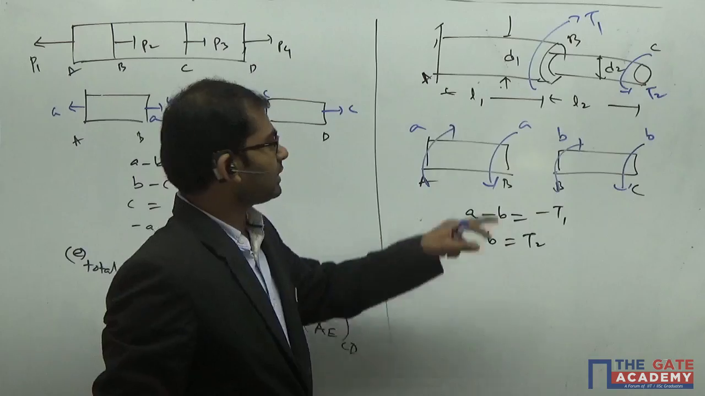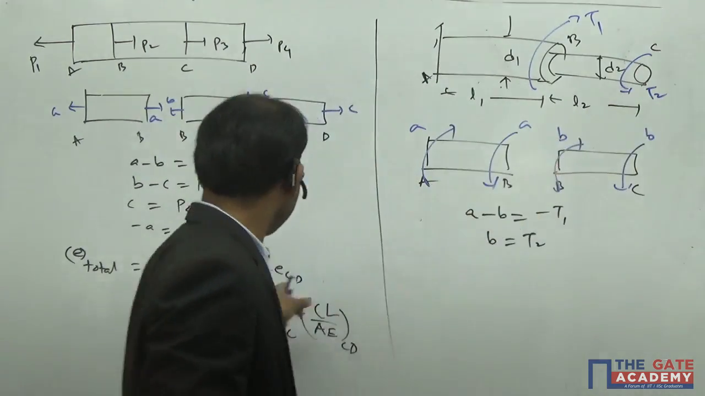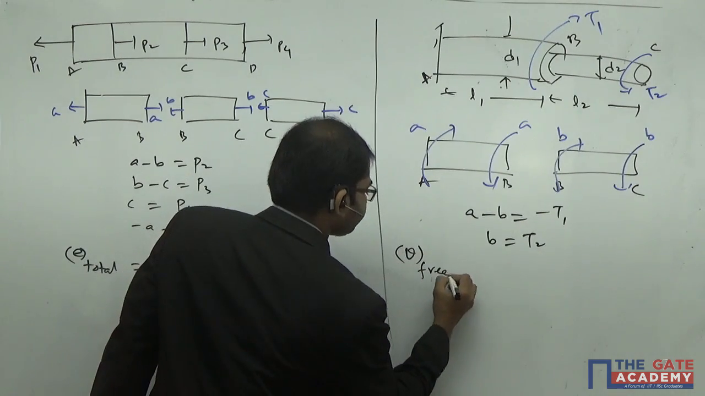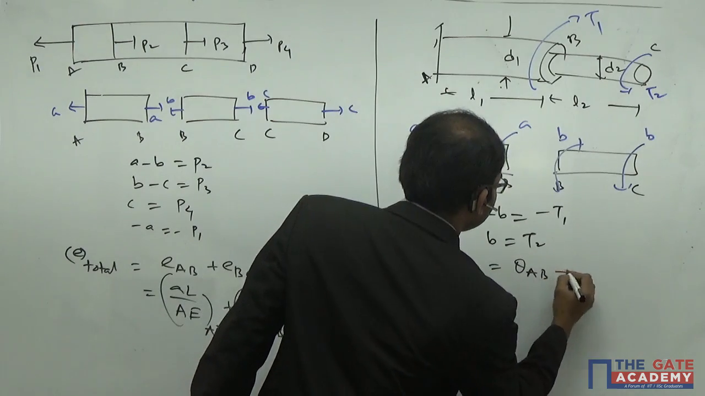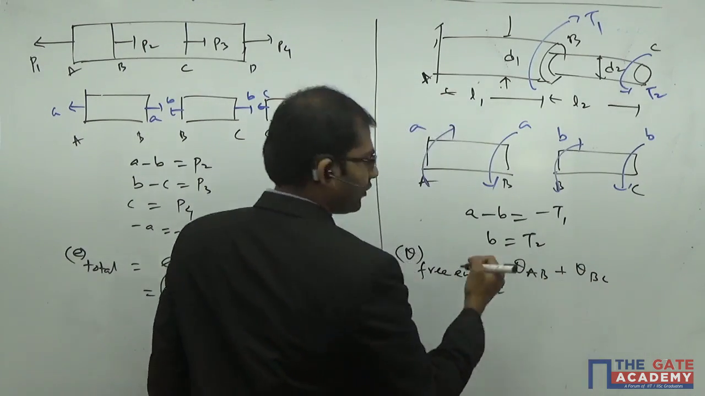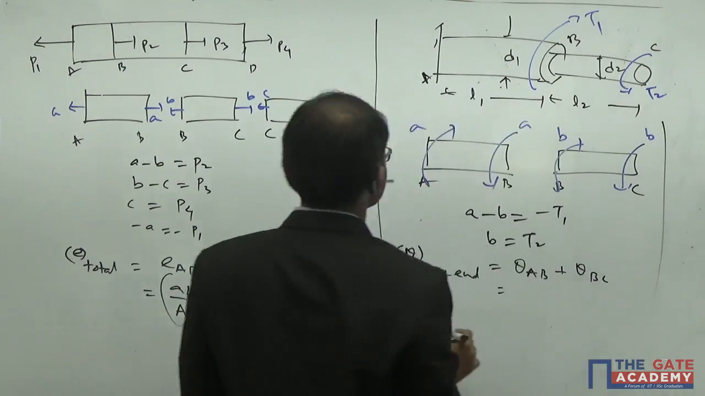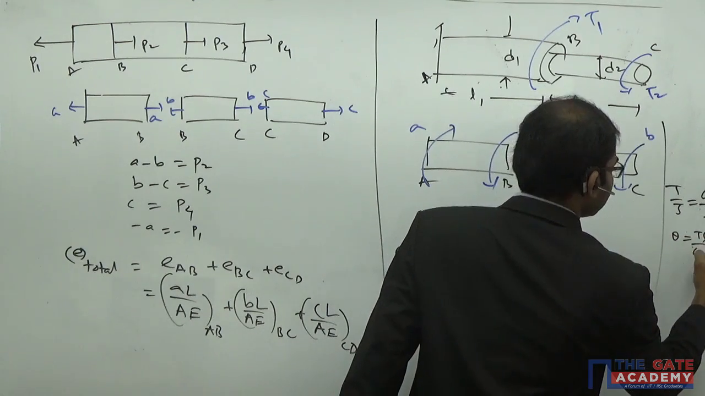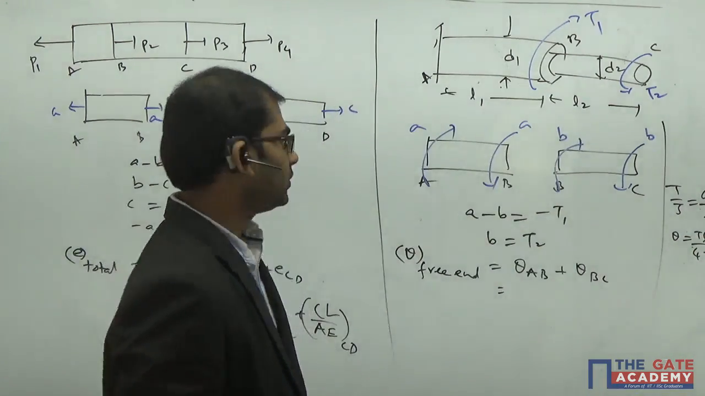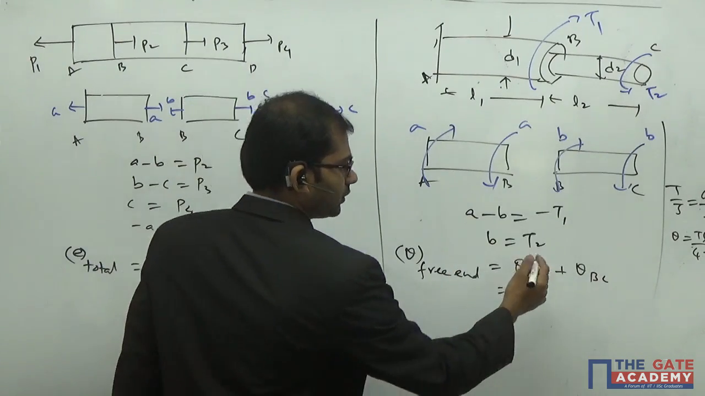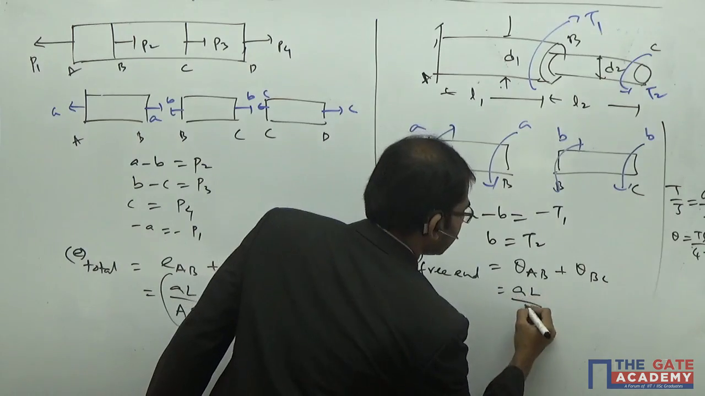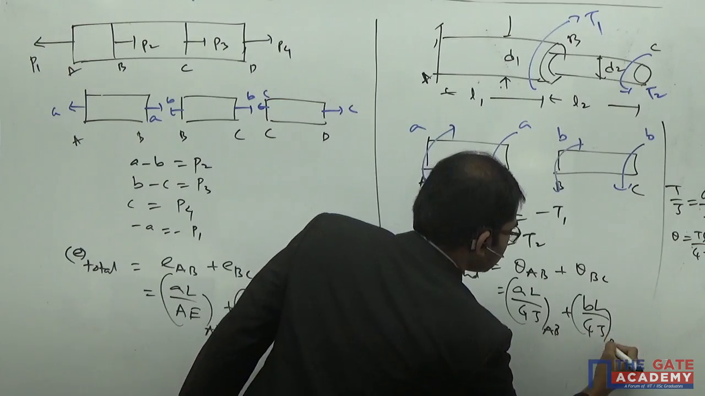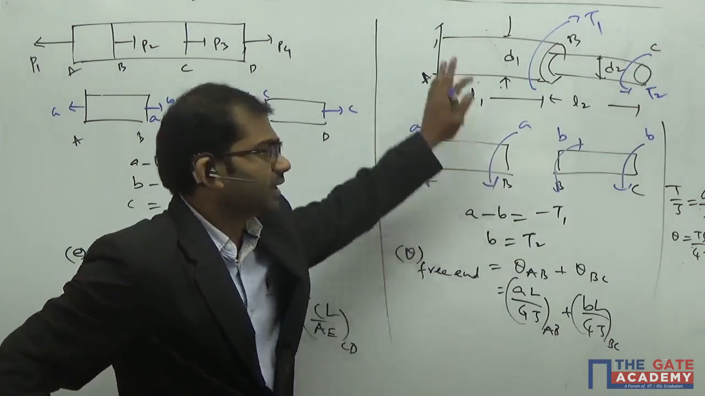Now, if they ask what is the angle of twist at the free end, just like the total elongation of the bar, it is nothing but theta at free end equal to theta of AB plus theta of BC. The angle formula is given by T by J is equal to G theta by L, so theta is equal to TL by GJ. For section AB, T is A, so A into L by GJ for section AB plus B into L by GJ for section BC. If you substitute the values here, you are going to get the answer. Understand?